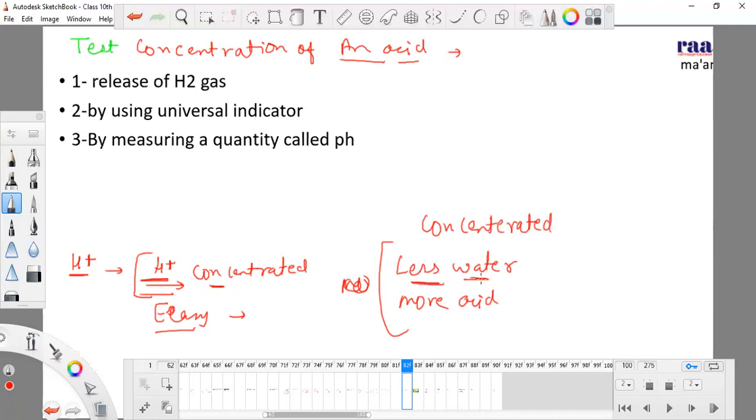Concentrated acid has less amount of water and more amount of acid. So when it is filled with total acid, when it is filled with HCl, then we can say it is concentrated. Then how do we identify which acid is more concentrated and which acid is less concentrated?